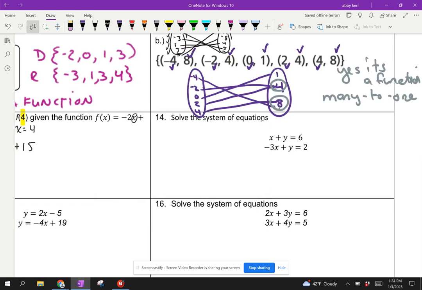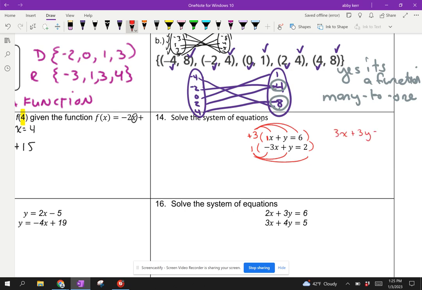Now it says solve the system of equations. The easiest way of doing this, since it's in standard form, ax plus by equals c. I'm going to put a 1 here. Now you want to crisscross, and then you want to change the sign of one of them. So I'm going to change the sign of -3 to a +3. So we can eliminate the x value. Now, if you see a different way of eliminating, please do so.